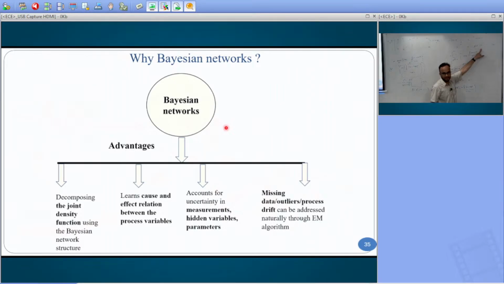It's complex. You can't write it actually. Let's suppose you have 2 variables, it's fine. But if you have 1000 variables, how do you write a joint density function? You can't write it. So it's better to use some kind of relation.